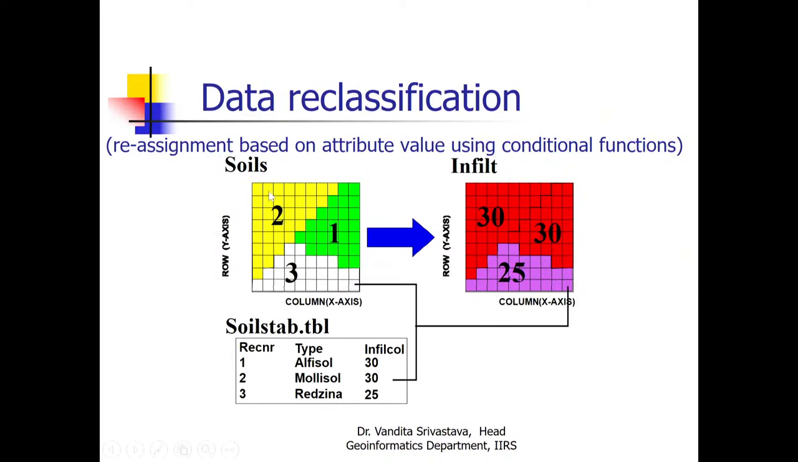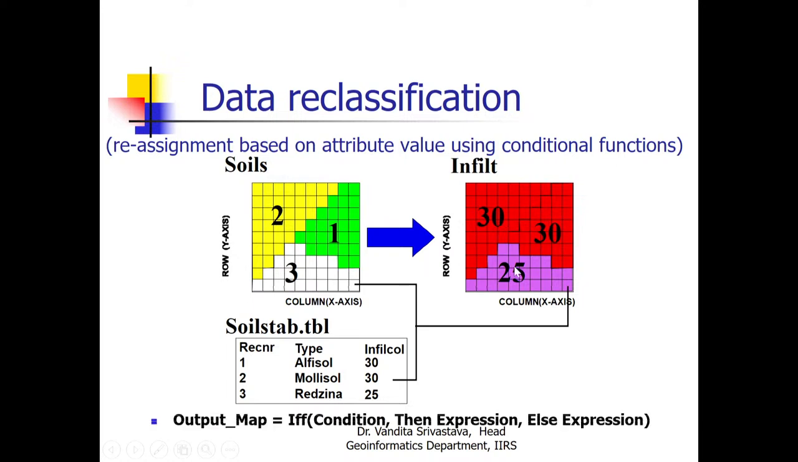Now this is another way. This is again an example from IIRS software, but you can do similar kind of calculations in Spatial Analyst in the Raster calculator. So here also we are doing classification from 3 classes to 2 classes based upon infiltration. So here you had a soil table, the soil classes are present, but from that now you are classifying based upon infiltration. So it is an example of many to one classification.